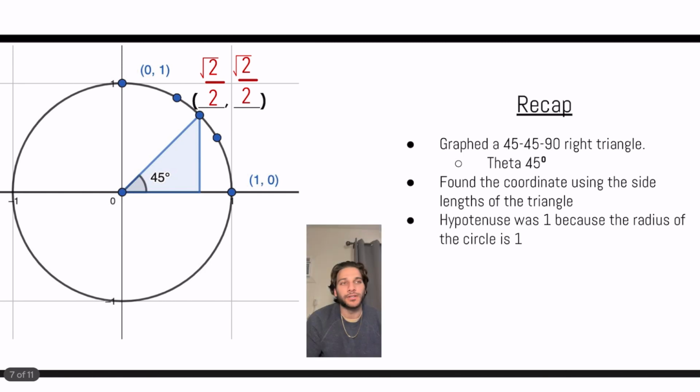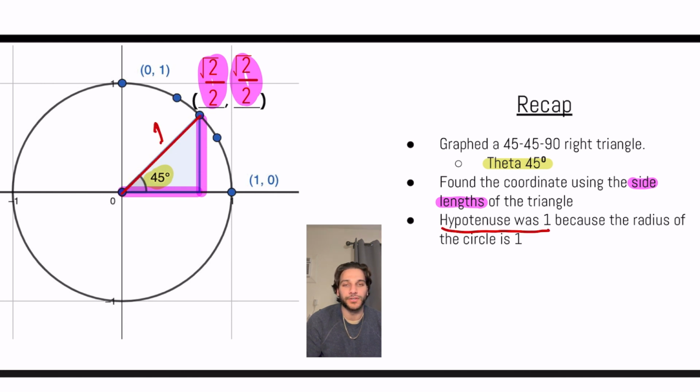To recap, we graphed a 45, 45, 90 right triangle, and our theta angle that we used was 45 degrees. And so then we were able to find the coordinates using the side lengths of the triangle. So both of these had the same length for each leg. So the values for the x and y are going to be the same. And then the reason that the hypotenuse was 1 is because the radius of the unit circle is 1 unit long.